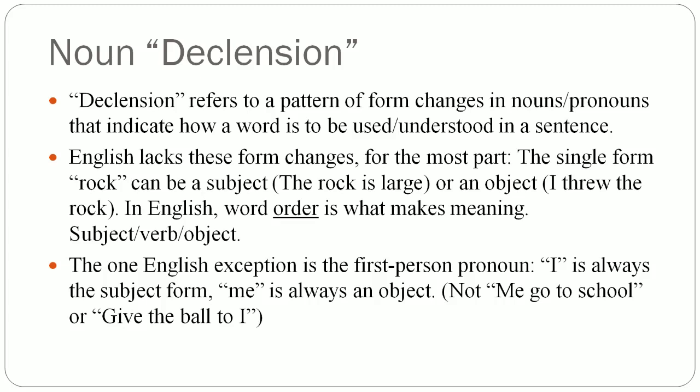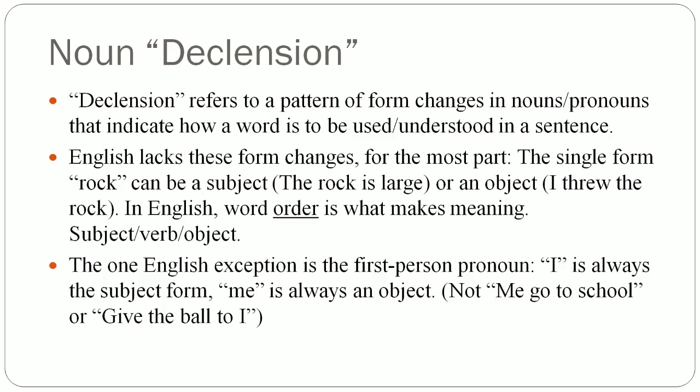It still has to follow that subject verb object rule, but you instantly know whether this is a subject or an object because it's either I in the subject or me as the object. And you can't switch these around. They do mean separate things. You don't say "me go to school" unless you're Cookie Monster, or "give the ball to I."